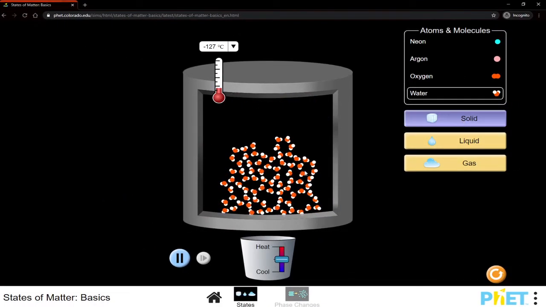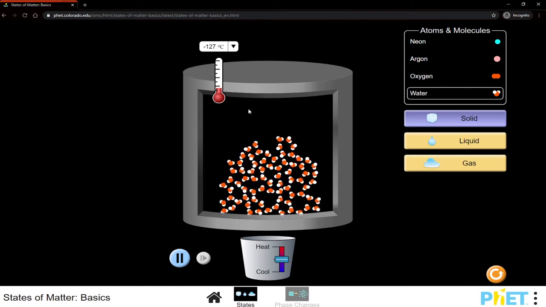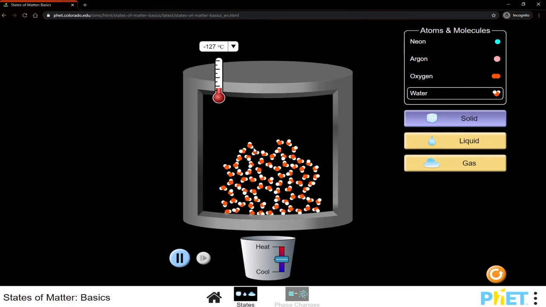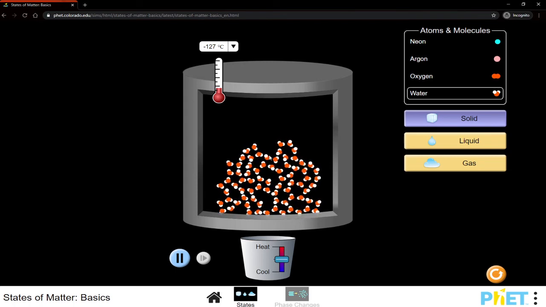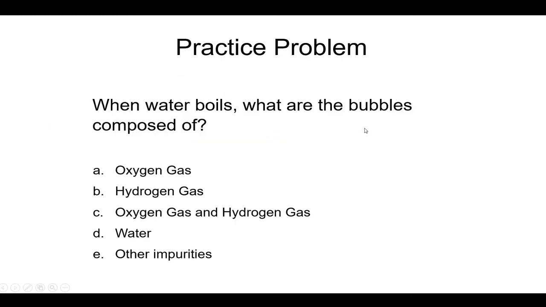So that's what we're showing here. You can see the rattling around of the water molecules, even at this low negative 127 degrees Celsius. Why aren't they breaking free? It's because of this hydrogen bonding intermolecular force that's holding one water near another water. So maybe we'll pause here and think about the answer to this question before we proceed. Maybe take 30 seconds and try to answer this before we discuss this question and move on.